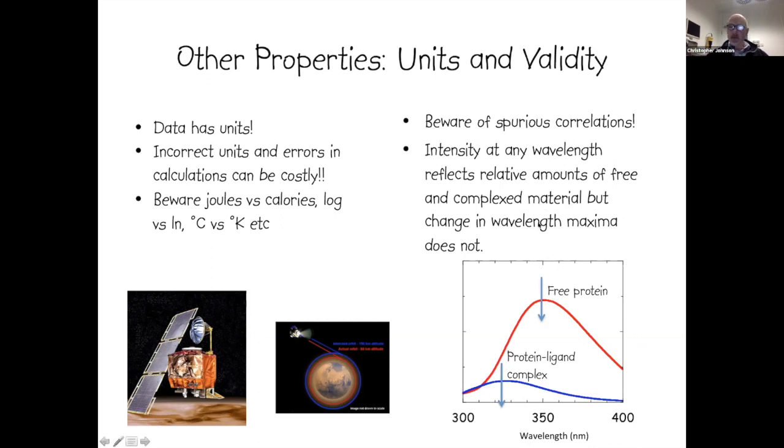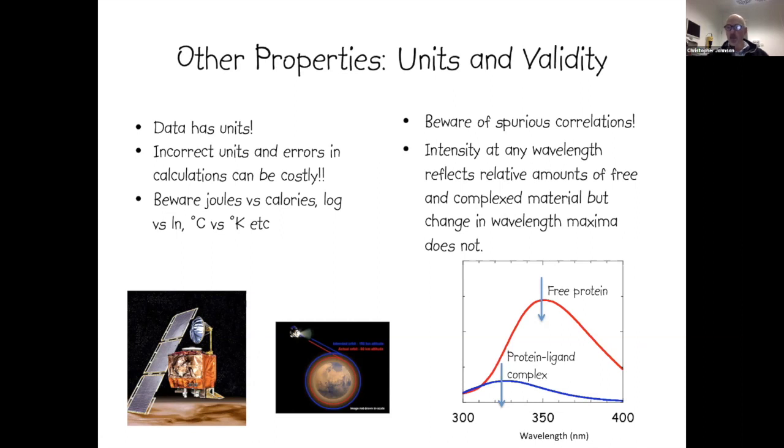At a more scientific level, in the basis of this talk, if we look at this data here, where we have some spectra recorded of a protein, and then the protein interacts with a ligand, as a result of that, we get a change in the intensity, but we also get a change in the wavelength maxima of these spectra. So if we look at the intensity of the system at any wavelength, this will reflect the relative amounts of free and complex material. And Stephen will show you how you can use data such as this to get binding constants from the data.